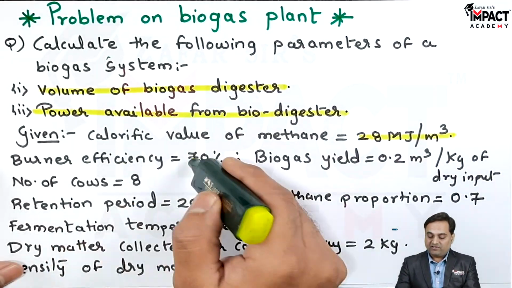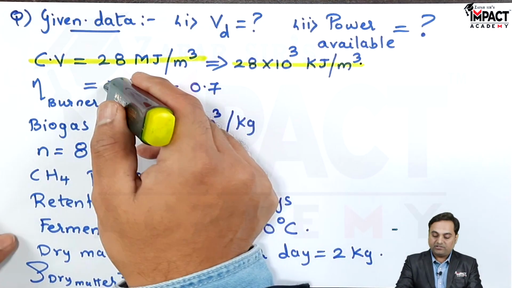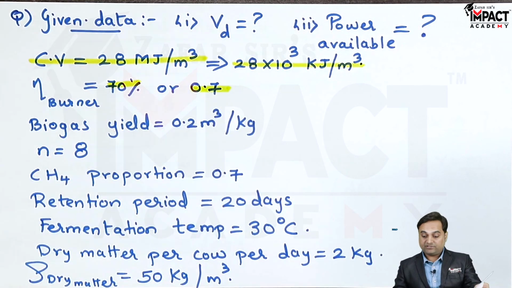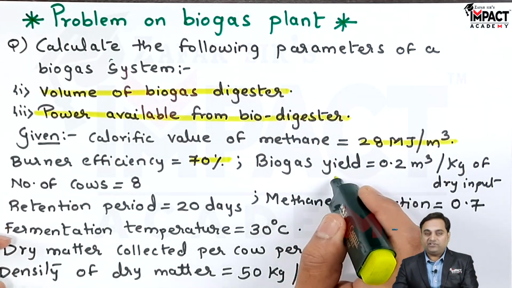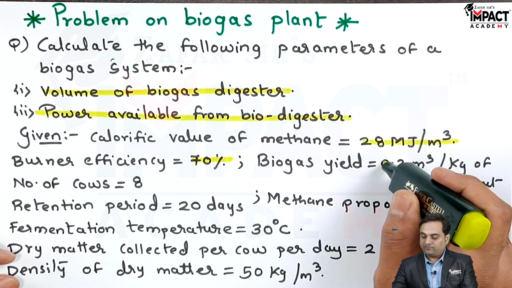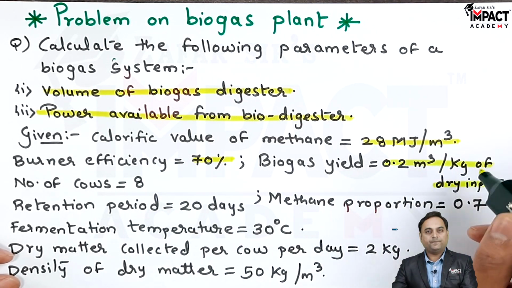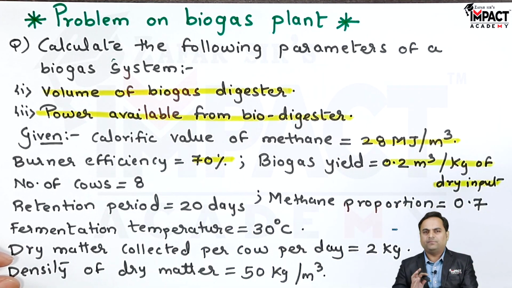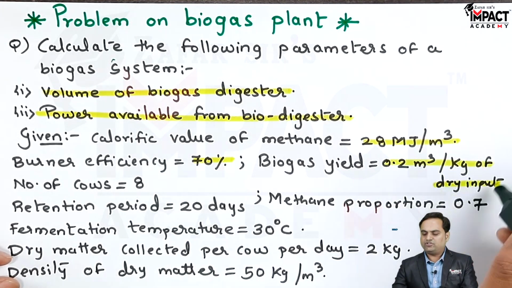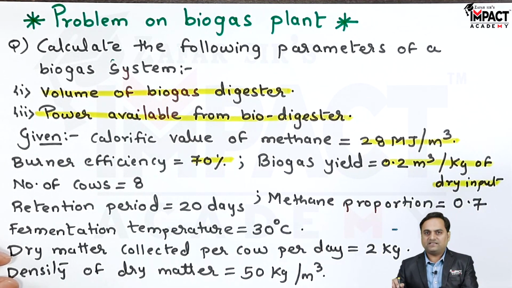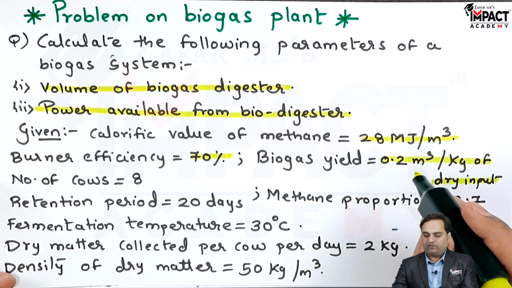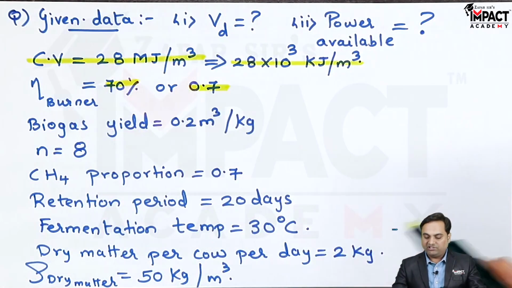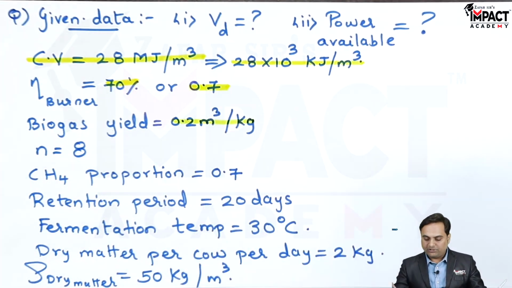Next, burner efficiency is given as 70%. So the efficiency of the burner is 70%. Dividing this by 100 gives me 0.7. Next, the biogas yield is 0.2 meter cube per kg of dry input. It means if we are giving 1 kg of dry input, which is nothing but cow dung, in the biogas digester, it produces 0.2 meter cube of biogas. So that is the biogas yield, 0.2 meter cube per kg.